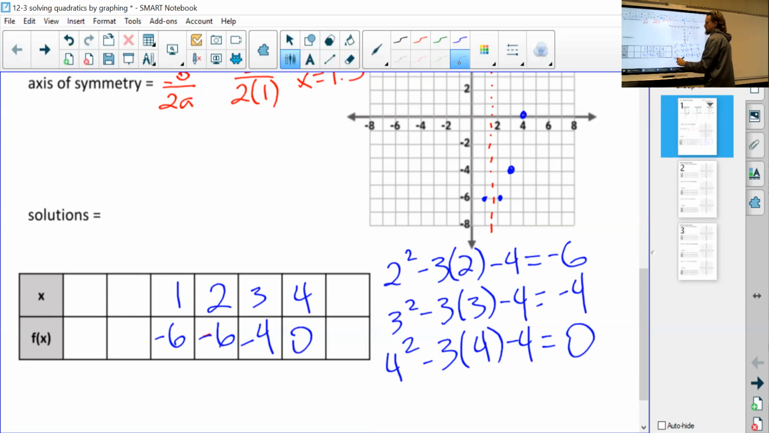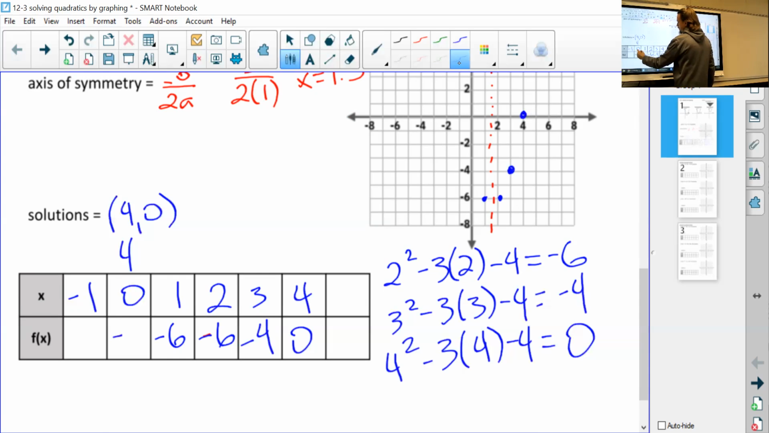So there's one of my solutions, at 4, 0, or just 4, depending on how they ask you. Okay? And then instead of having to work out the entire left-hand side, I know it's going to mirror the right side because I have my axis of symmetry. So 0 is going to be -4, and -1 is going to be 0. So I can fill in these other numbers, 0, -4, and -1, 0. So I can put all those together.